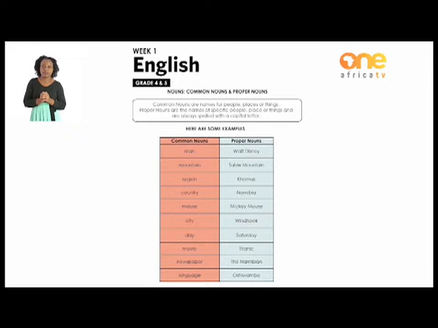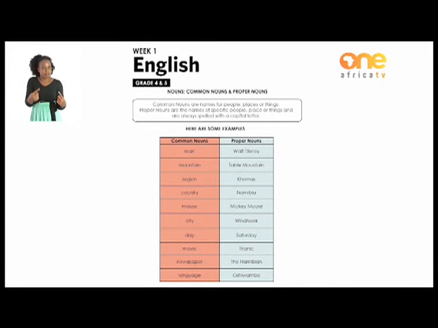We are going to look at common nouns. What is a common noun? Chanel, do you know what a common noun is? Okay, a common noun is a name that we give to ordinary objects.